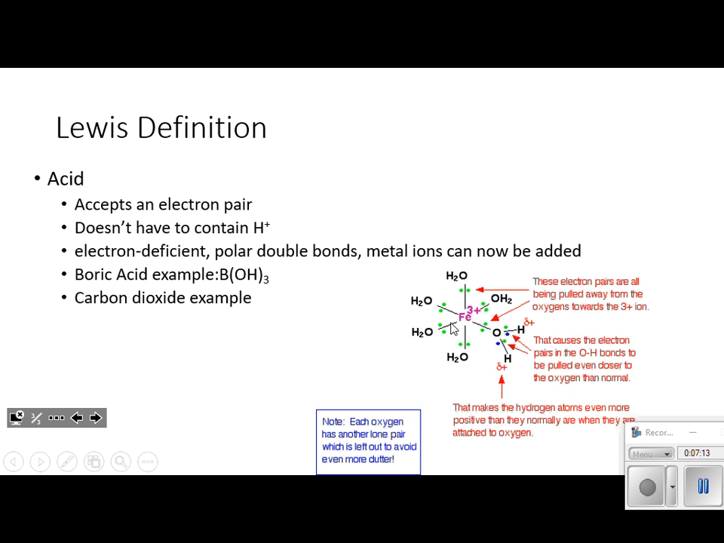Iron plus 3, for example, a metal with a high charge can attract a whole bunch of these, and what will happen is one of these bonds will eventually break. That causes the electron pairs in the OH bond to be pulled even closer to the oxygen than normal. That makes the oxygen atoms even more positive than they normally are. So if that's really partial positive, it can be attracted by a separate water, pulled away, and all of a sudden it makes hydronium.